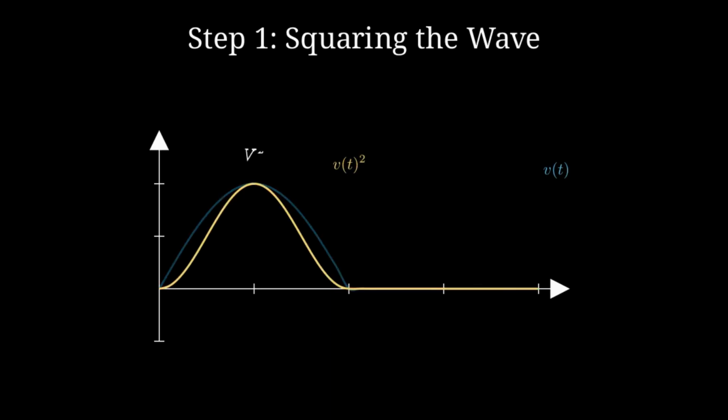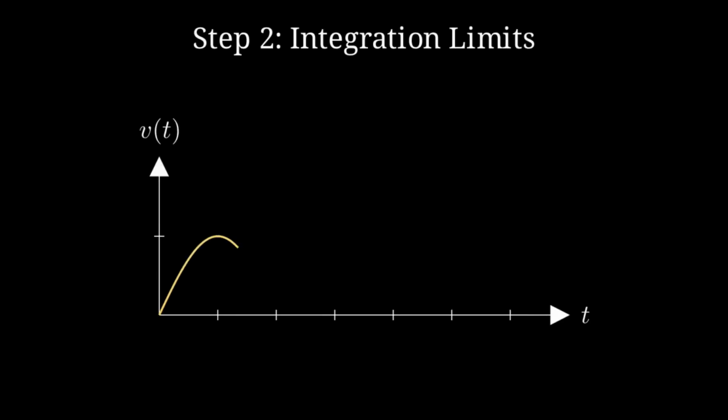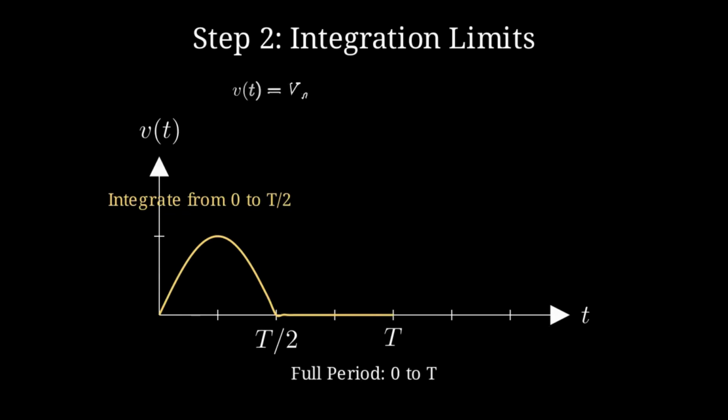Since the voltage is zero during the second half of the cycle, the squared value is also zero during that time. The positive half cycle becomes a squared sine function with a peak of Vm squared. Because the signal is zero from T/2 to T, our integration only needs to cover the first half of the period. This simplification is key to calculating the average of the squared values for a half-wave signal.